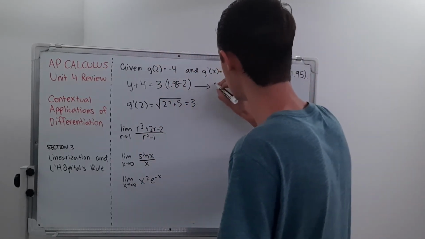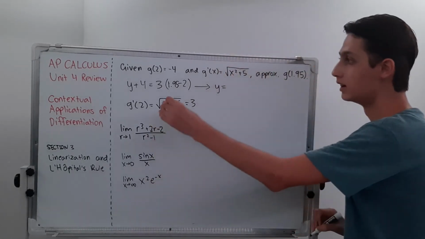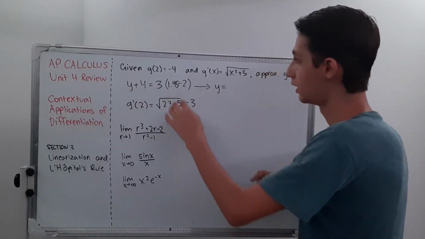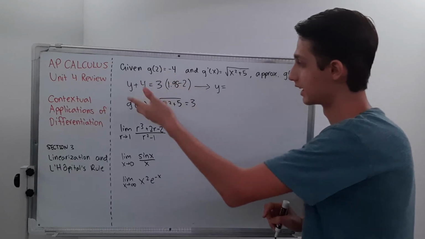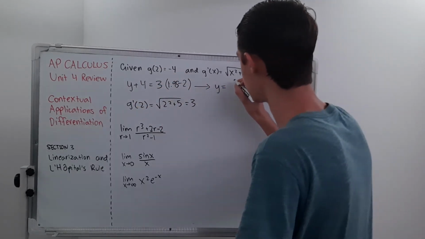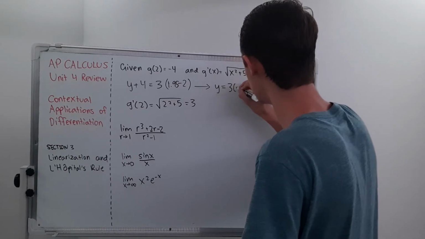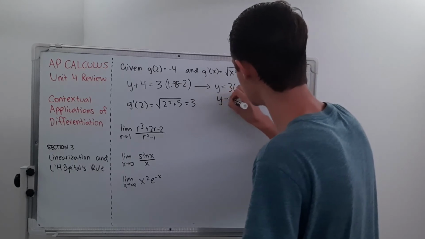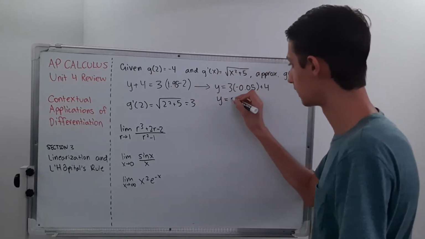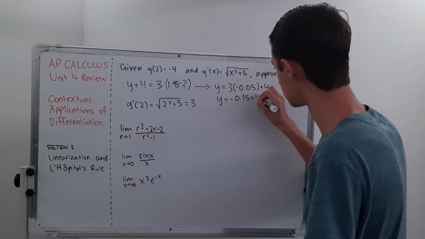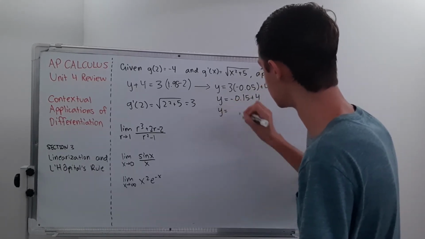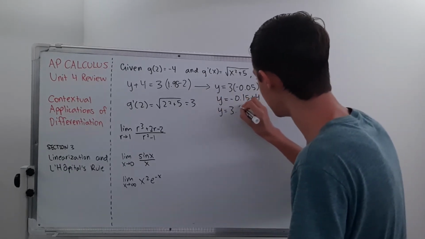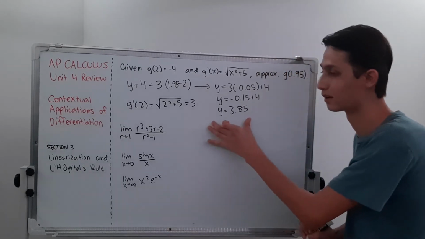Let me just do it here. So y plus 4. Actually, let me isolate y. So y is equal to 3 times 1.95 minus 2, which is negative 0.05, so 3 times negative 0.05, plus 4. Then y is equal to negative 0.15 plus 4. So y is just equal to 4 minus 0.15, which is going to be 3.85. And that's it. That's how we approximate it.